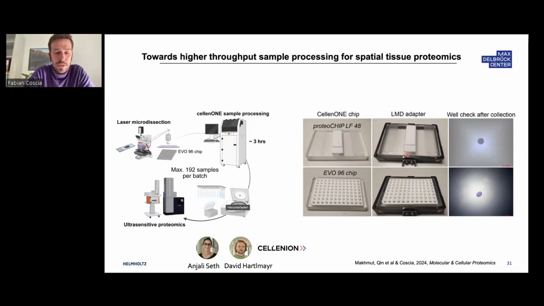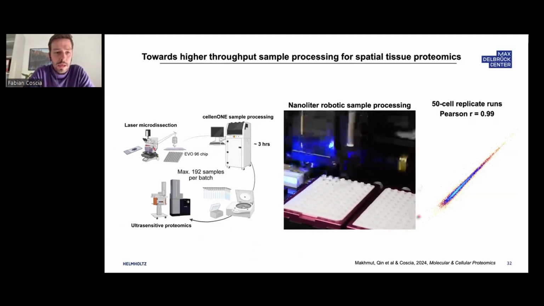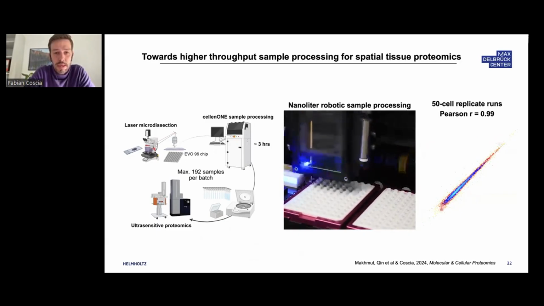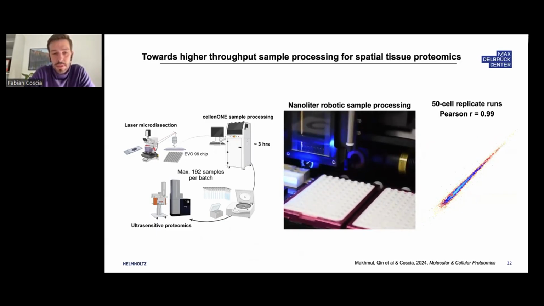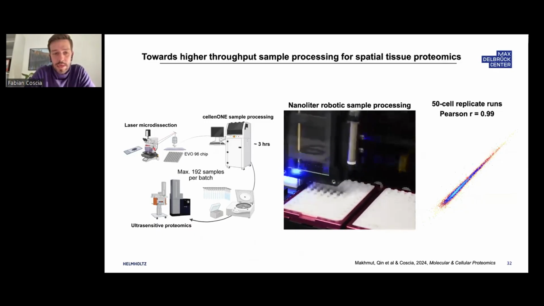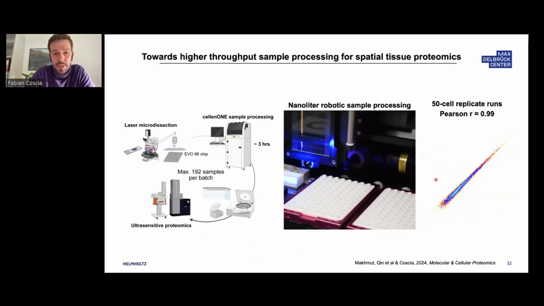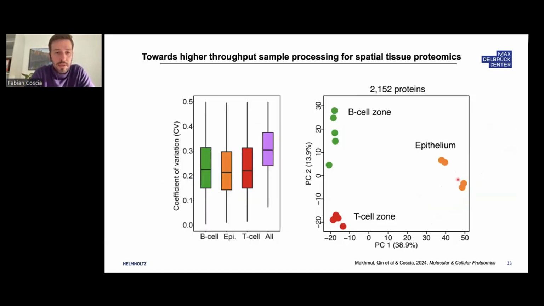So we designed a specific adapter so that we could combine laser microdissection with automated sample processing in the Selen-1 robot. This is showing a little movie of how the system is dispensing a buffer into these chips. And we could also show that using this workflow, we get highly reproducible and robust results. When we compare our tissue replicates from the same mouse liver tissue of around 50 cell regions, we get a proteome correlation of 0.99, really indicating the robustness of this workflow.